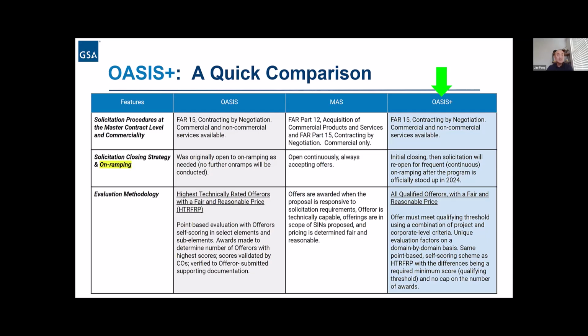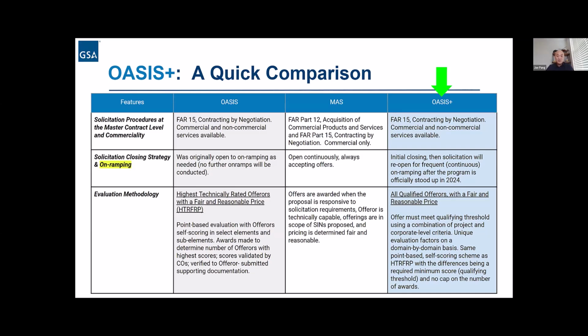And for the solicitation and closing and on-ramping strategy, OASIS was open to on-ramping as needed with no further on-ramps, meaning we made awards and closed the solicitation. With the schedules, it's open all the time, meaning we can accept new offers all the time for a schedule contract. So it's continually accepting new offers. There's no on-ramping period. We try to find the best of both worlds of OASIS and MAS to create the OASIS Plus when it comes to this topic.